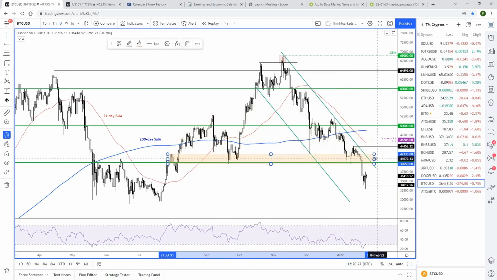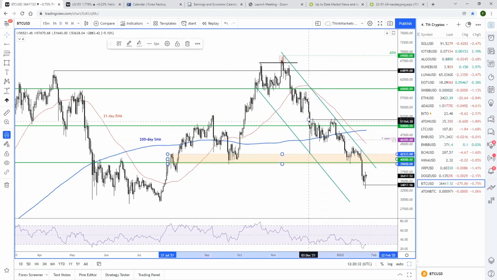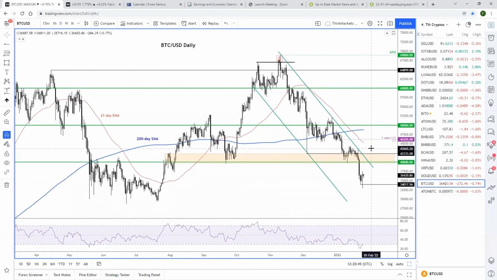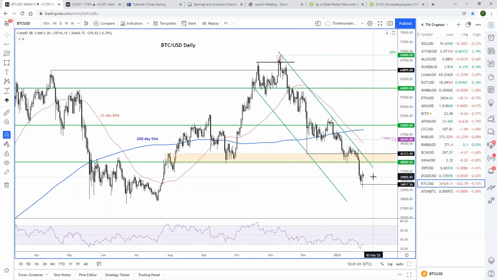Who knows? But it is this area right here, between 40,000 and 42,300, that is going to be very important resistance. Any move above that would lift prices above the bearish channel, and that would be a bullish development in my view. So even if we get a small bounce, it doesn't mean that Bitcoin is out of the woods. We'd still need a breakout from the bearish channel for a full-on reversal to happen.